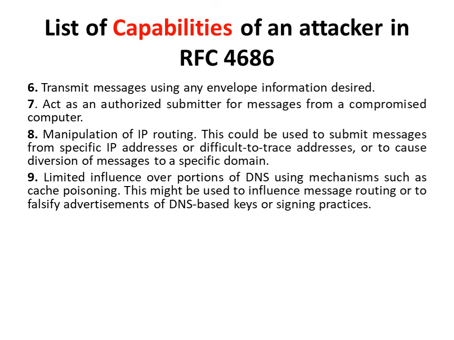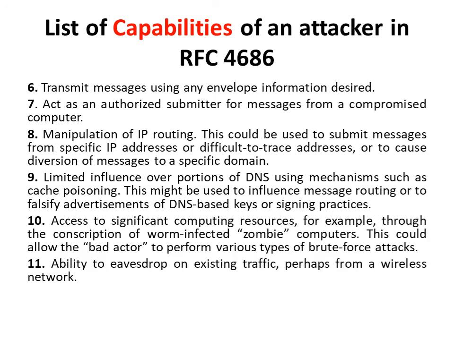Ninth, limited influence over portions of DNS using mechanisms such as cache poisoning. This might be used to influence message routing or to falsify advertisements of DNS based keys or signing practices. Tenth, access to significant computing resources, for example, through the conscription of worm infected zombie computers. This could allow the bad actors to perform various types of brute force attacks. And eleventh is the ability to eavesdrop on existing traffic, perhaps from a wireless network.